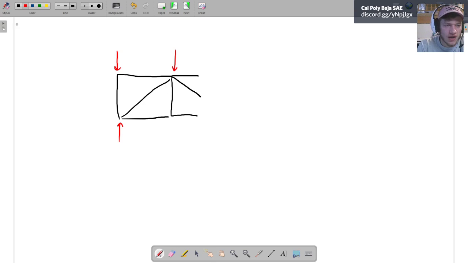I can say, well, I know this member has to have some reaction here, or there has to be some force going into this member in this direction. Is right there. This is a 2 force. We're assuming that this structure is made up of 2 force members. So this member can only resist something in that direction. I know this member can only resist something in that direction. And I know this member can only resist something in that direction.